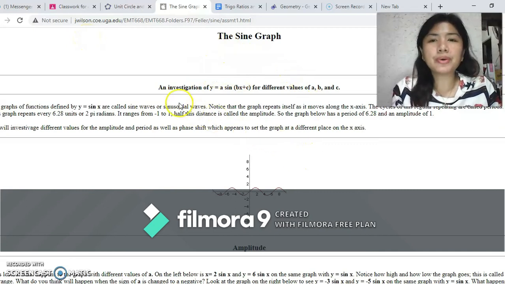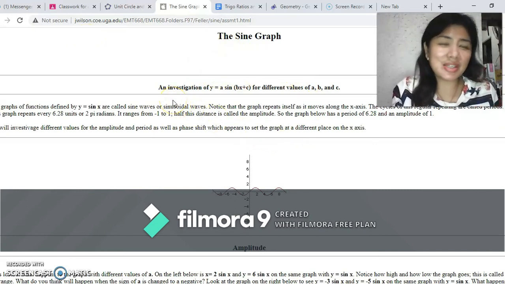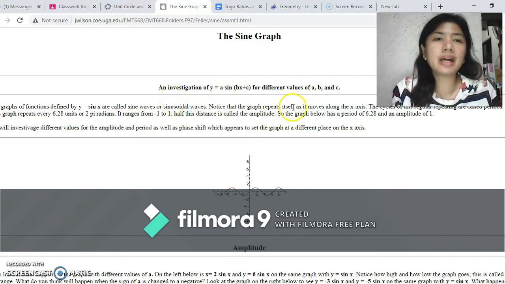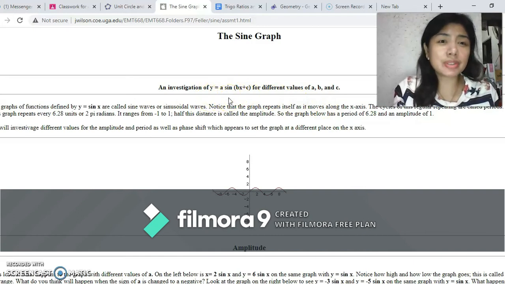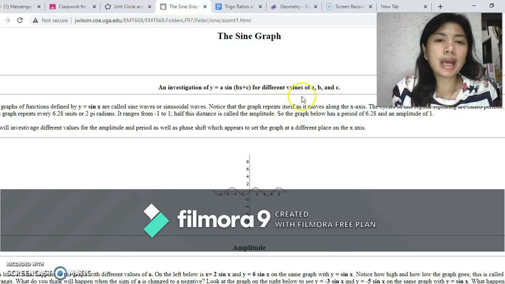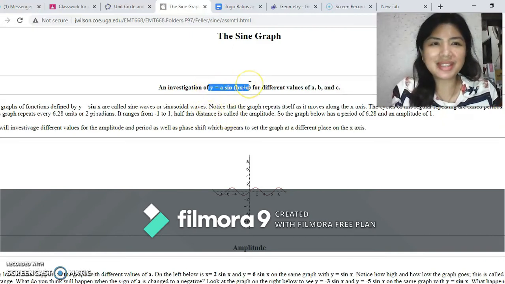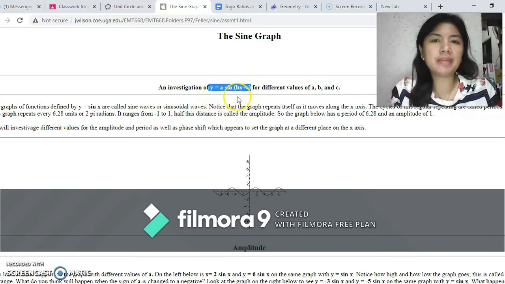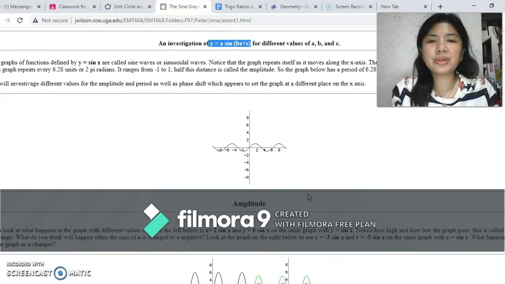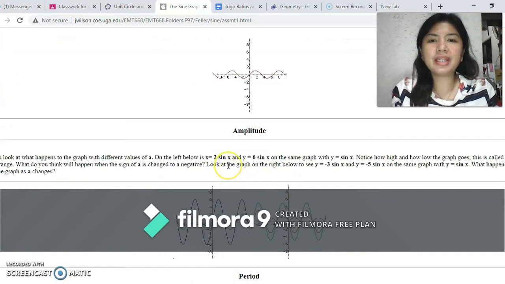This is an investigation on how the values or coefficients of the standard form of the sine graph influence the graph. So this is the standard form of the sine graph: y is equal to a sine bx plus c. Let's first start with the letter A.